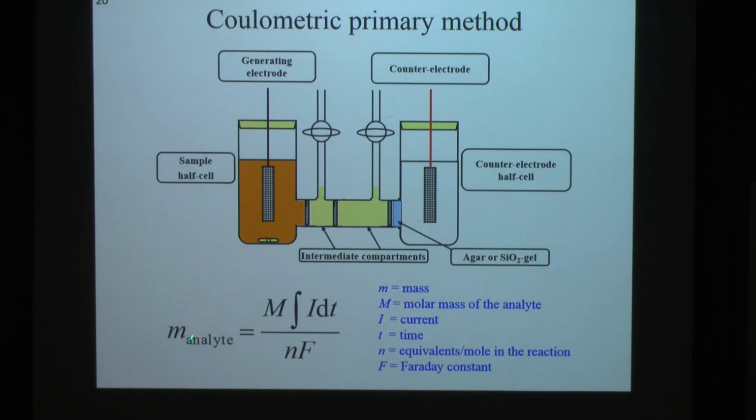This is essentially Faraday's law of electrolysis. The mass of analyte, the molar mass of whatever you're analyzing, the current, the time, the equivalence per mole, the number of electrons taking part in the electrode reaction, or in the titration reaction, and Faraday's constant, which is what they call a universal constant. A universal constant is the same everywhere.